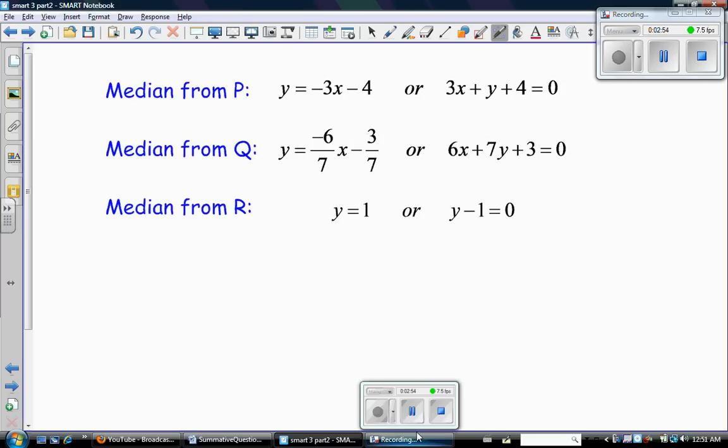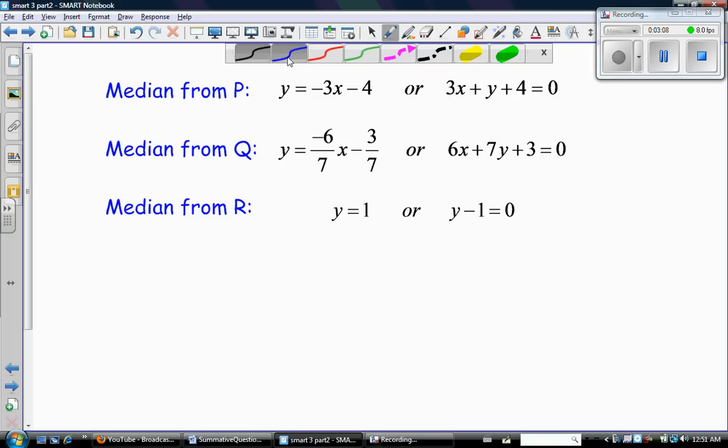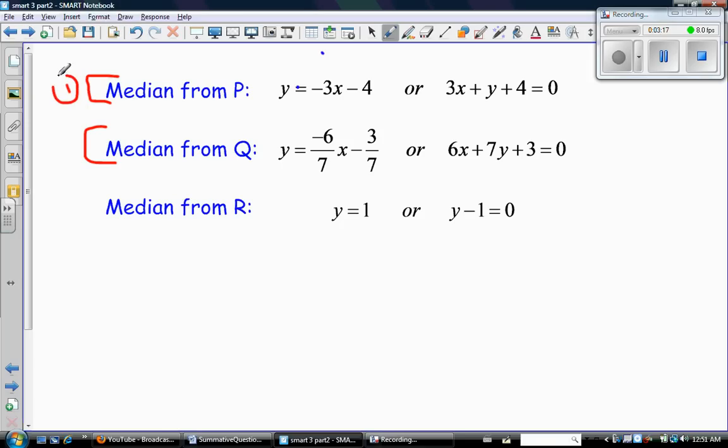So again, here I've summarized the information we found in part 1. I've got 3 median lines. How do I find the intersection of 3 lines? Well, you do it in stages. We're going to find the intersection of 2 lines. So I'm going to do the intersection of this line and this line. And then we verify that it works in the third line.